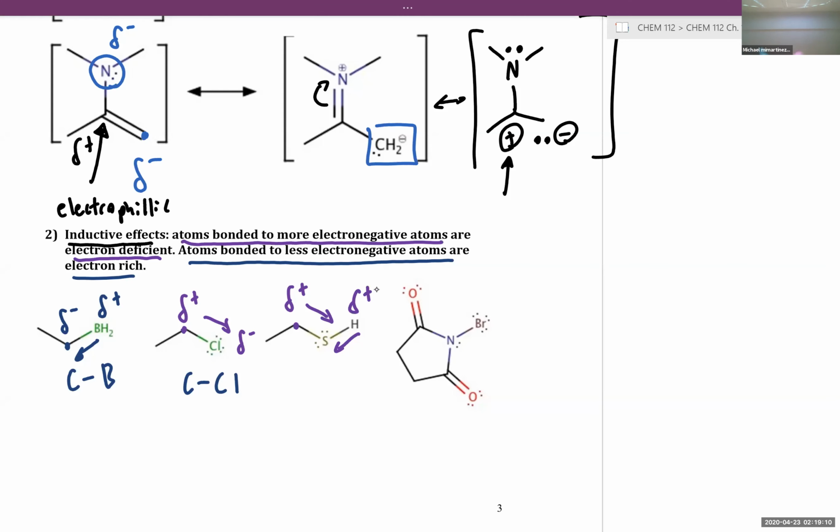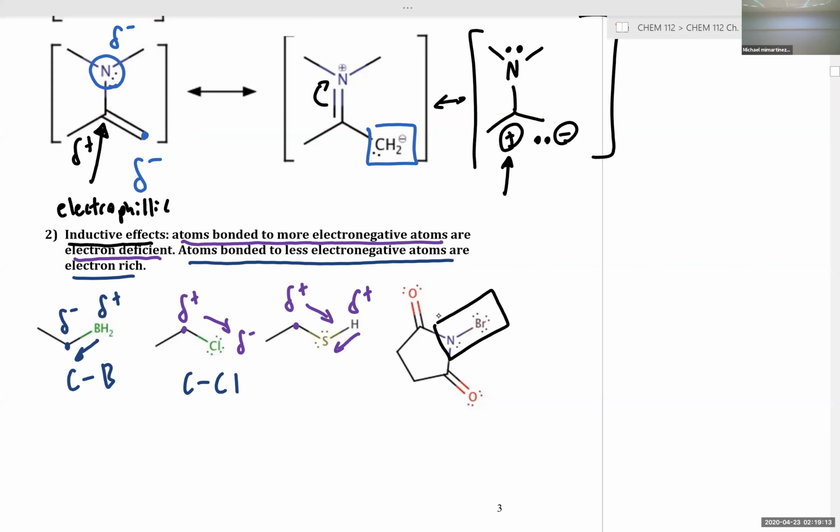Okay, now this is a really cool example. If we look at a nitrogen-bromine bond, let's take a moment and think about this really carefully. Which atom would you expect to be more electron withdrawing, nitrogen or bromine? And I'll give you a hint. This reagent is thought of as a source of Br+. So what's more electron withdrawing? Nitrogen or bromine? Nitrogen, yep. It's polarized like so.